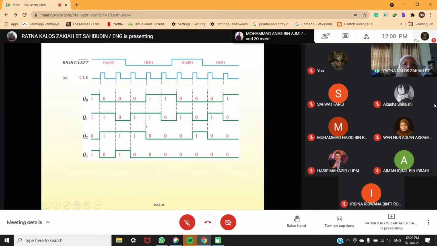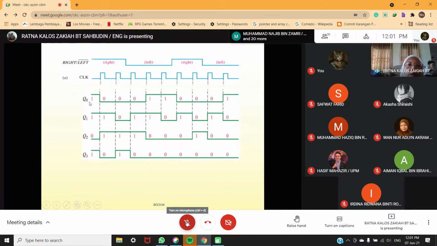Okay, now look at here. You can see right, left. This is already written for you because when it is high, shift to the right. When it is low, shift to the left. Shift to the right, shift to the left. This is the clock. The clock is positive edge.